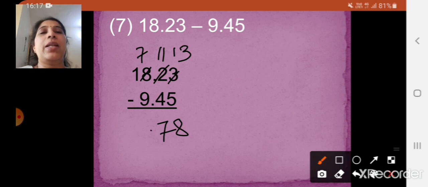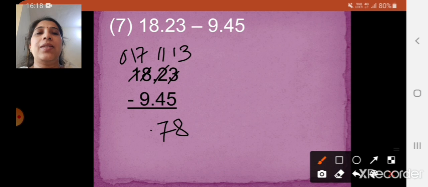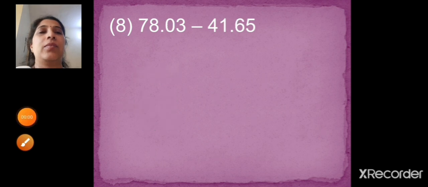Now 7 minus 9. You cannot subtract 9 from 7. So you are going to borrow 1 from the tens place. So in the tens place it will become 0, and in the units place it will become 17. So 17 minus 9 is how much? 8. So your answer will be 8.78.